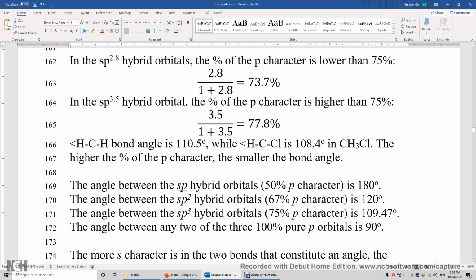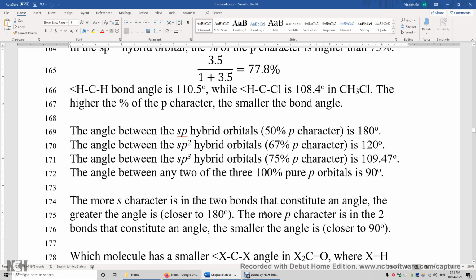Now, what if we have 100% p character? The angle is 90 degrees. So you can imagine the angle between px and py, or between px and pz, or between py and pz is 90 degrees. So now you see the trend. From 50% to 67% to 75% to 100%, the bond angle decreases from 180 degrees to 120 to 109 to 90.